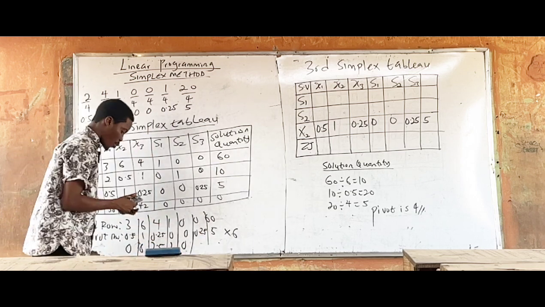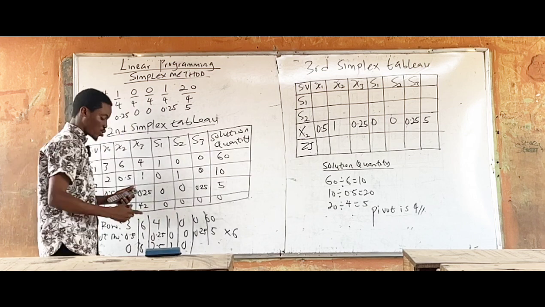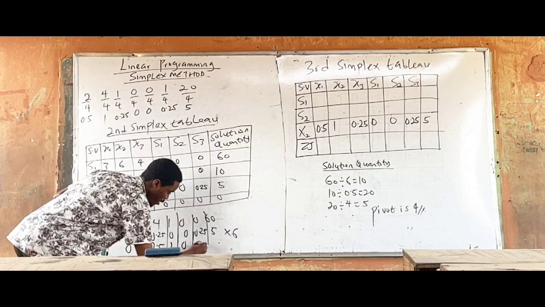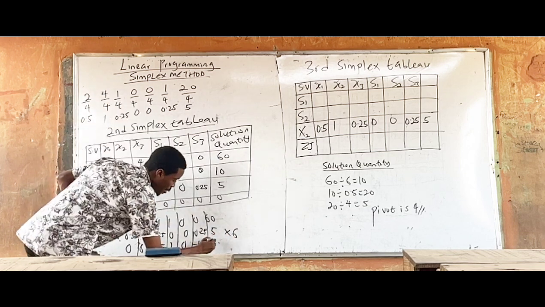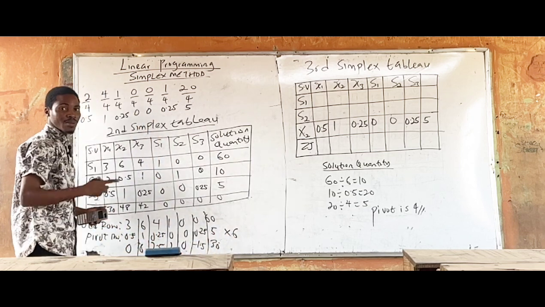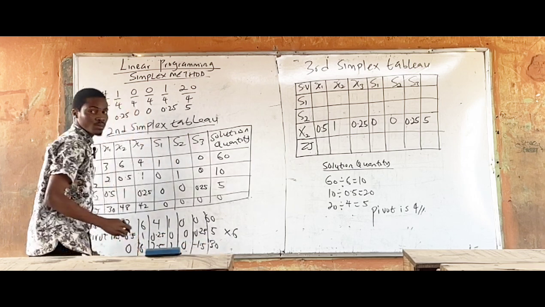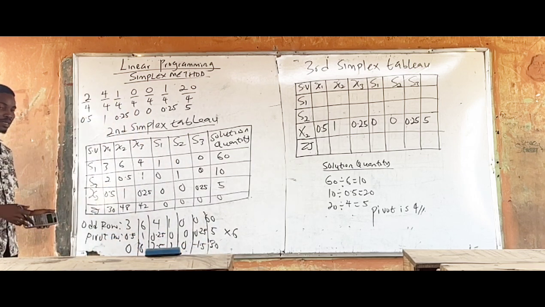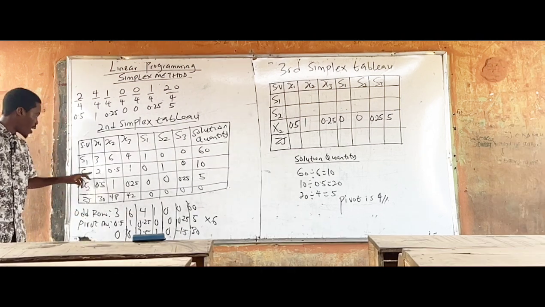If I multiply 0.25 times 6, that is 1.5. 0 minus 1.5, I get minus 1.5. If I multiply 6 times 5, that is 30. So 60 minus 30, I'm going to get 30. So this is my new row for my x1.